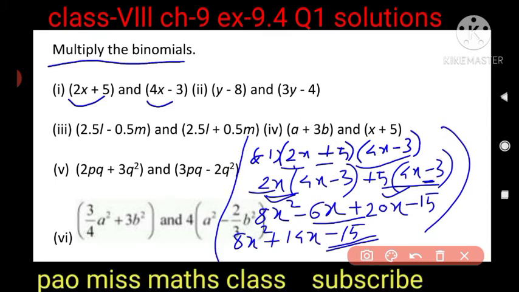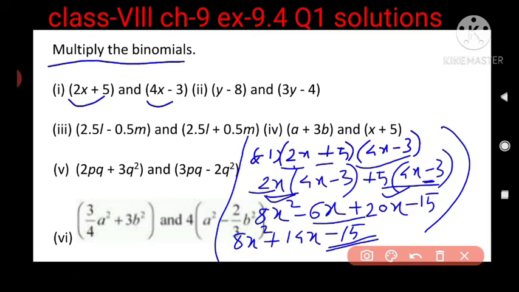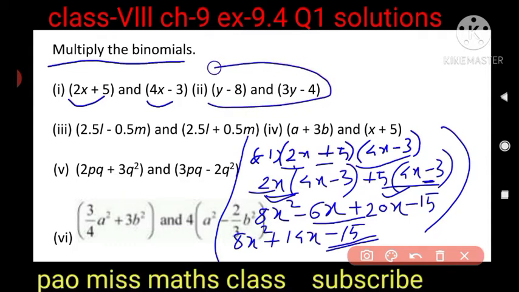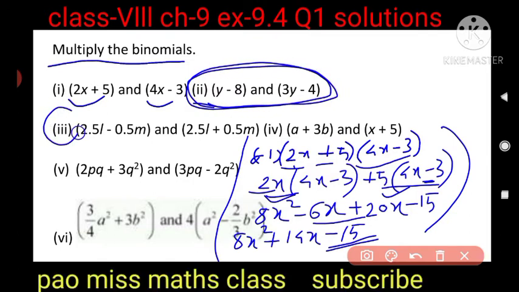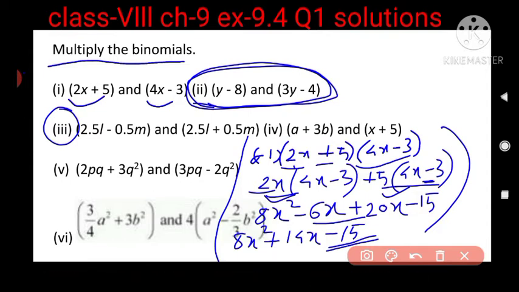What you will do is, from each term you will multiply with the next binomial, isn't it? So in the same way you will solve question number 2. Now I will solve question number 3. Okay, I will draft this now.